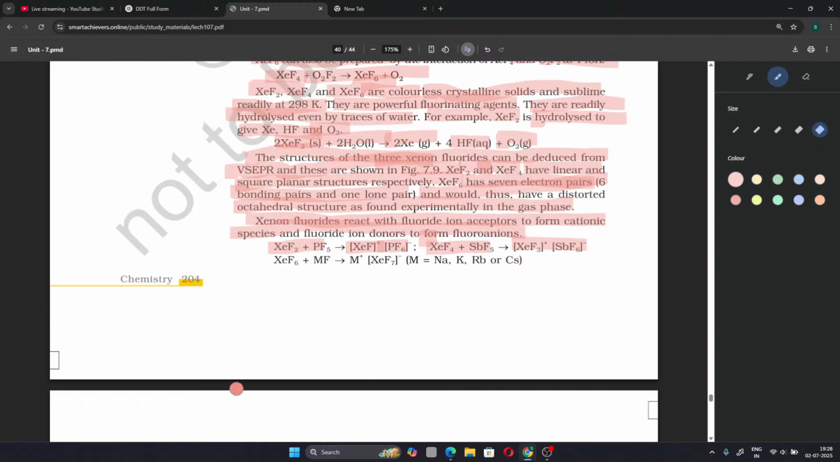Let's read the statement. Xenon fluorides react with fluoride ion acceptors, basically accepting electrons, to form cationic species. When it is giving electrons, it will form a plus charge. This plus charge is called a cationic species. This is in case of non-metals, with phosphorus and antimony fluorides. In case of metal fluorides, it will form anionic complexes, where the metal can be sodium, potassium, rubidium or cesium, which are the alkali metals.